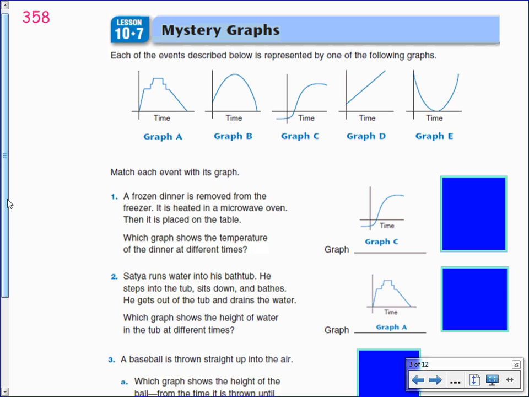No. But if we look at B, it kind of starts, it's not starting all the way down at the ground, it's starting a little bit higher. You throw it up and it gets higher and higher and higher, and then it kind of reaches its peak and then drops all the way down to the ground.